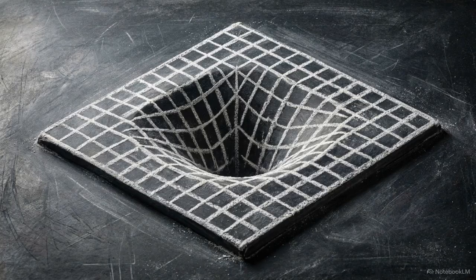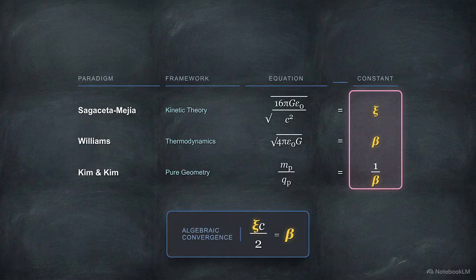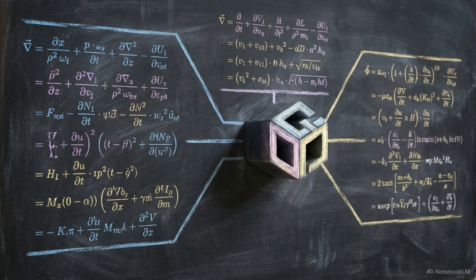This brings us to the third piece of the triangulation, Kim and Kim's 2017 geodesic deformation model. This matrix shows our three paradigms. In the bottom row, Kim and Kim approach the problem using pure geometry, defining the charge-to-mass ratio strictly as the rate of motion along the fifth axis. When you calculate the ratio of the Planck mass to the Planck charge using their geometric unit system, the output is exactly 1 over beta. The vertical alignment here is perfect. Beta and xi perform the exact same mechanical function across all three models. Pure geometry, thermodynamic laws, and kinetic transport universally mandate the exact same fundamental 5-dimensional coupling structure.